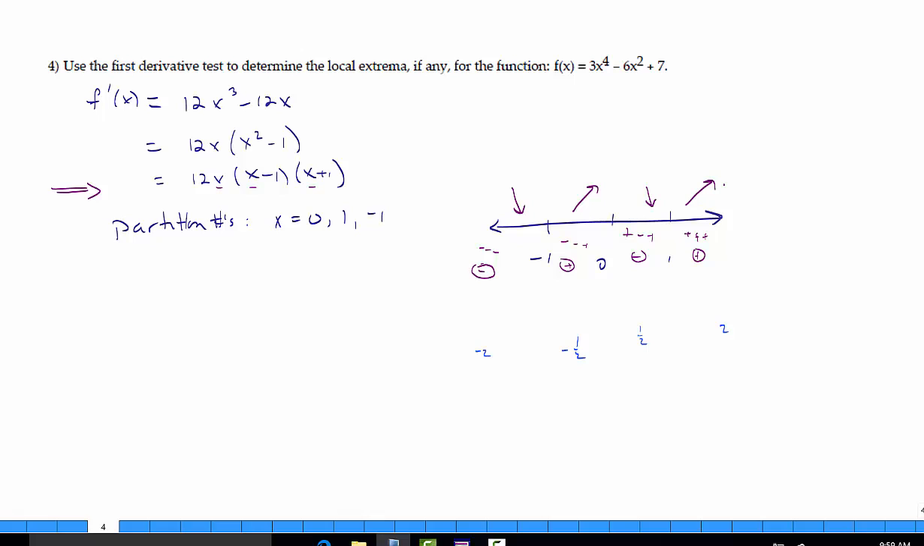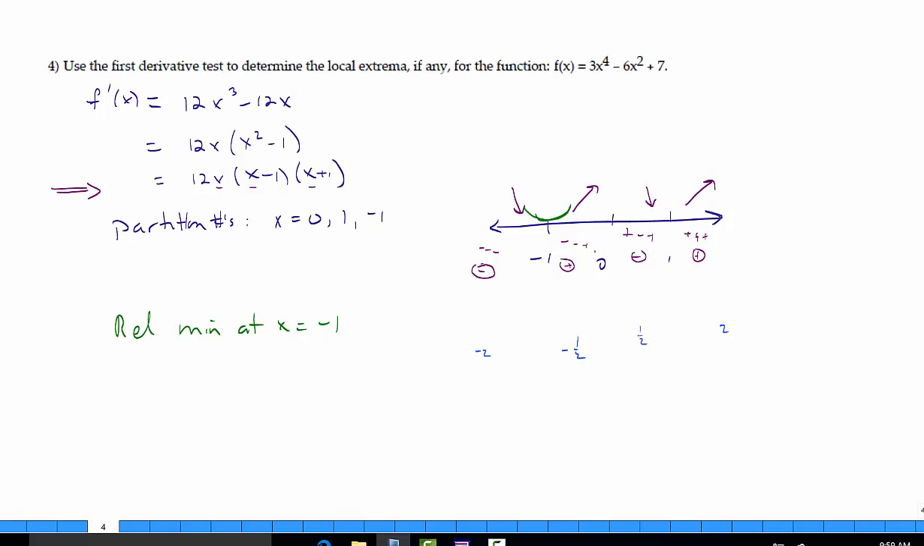Okay, so for my plus and minus chart, I can tell where the function is increasing, where it's decreasing, but I can also find my relative or the local max and min. So whenever you are decreasing and then increasing, you're going to have a relative minimum. So I have a relative minimum at x equals -1.